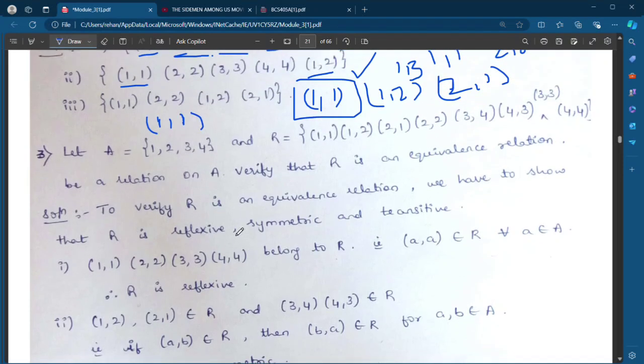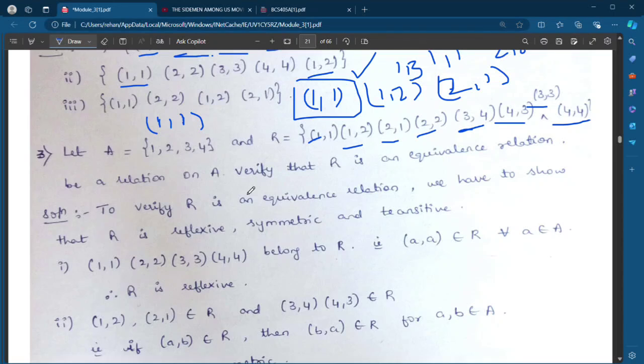So now see here, for R to be reflexive, 1 comma 1, 2 comma 2, 3 comma 3, and 4 comma 4 should be there. For it to be symmetric, if I have 1 comma 2, then 2 comma 1 should be there. If I have 3 comma 4, then 4 comma 3 should also be there. Okay, so I can say that it is symmetric.